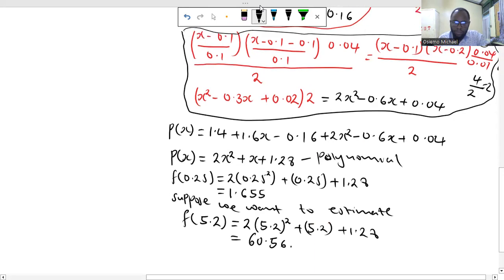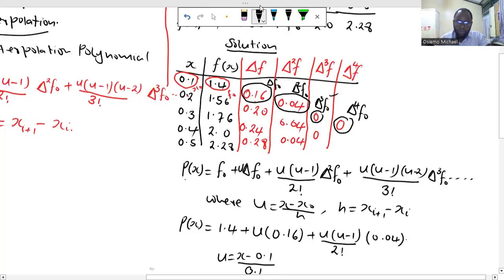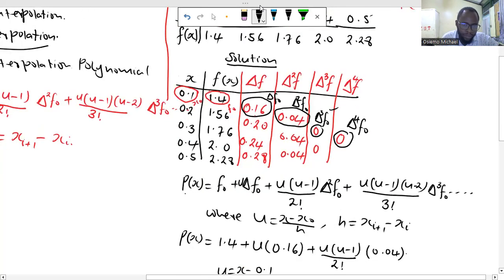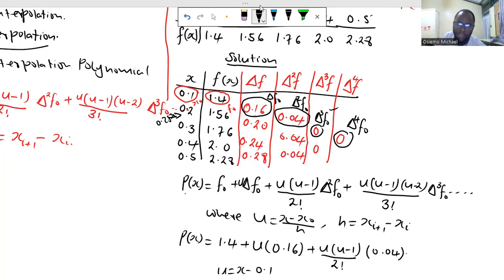Now, if you go back to the question, the value 5.2 is beyond this table. And so we say that to estimate at 5.2 is what we call extrapolation. But for 0.25, which is in between here, this is interpolation. And the value at 0.25 must be greater than 1.56 and less than 1.76. That indicates that the polynomial that you got obeys the data. Definitely, for 5.2, the value of f of x must be greater than 2.28 because that value is more than 0.5.